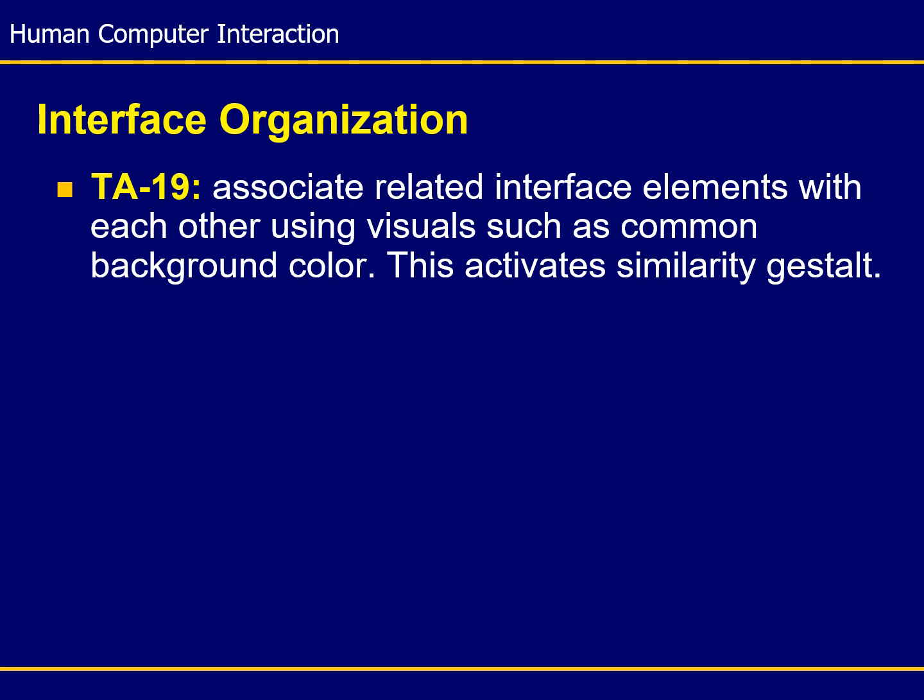So the takeaway is that you associate related interface elements with each other using visual cues such as common background color, common shape, or common highlight. And this will activate the similarity gestalt.